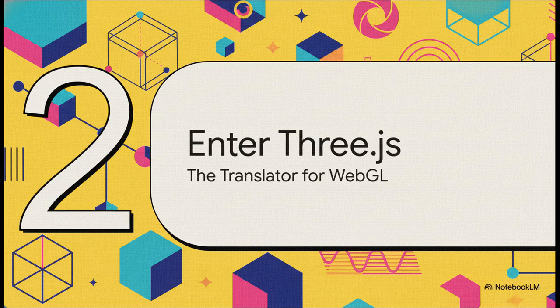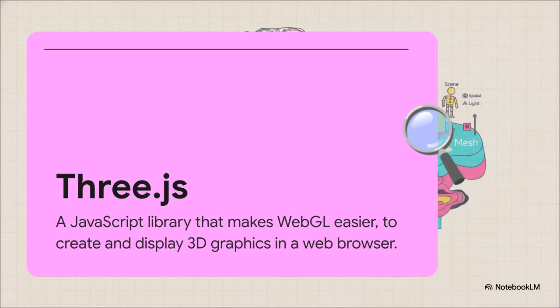And this is where our hero enters the story. A brilliant piece of software that acts as a friendly translator, turning all those ridiculously complex WebGL commands into something a human being can actually understand and use. That hero, of course, is Three.js. It's a JavaScript library that basically hides all that nasty, low-level complexity. So instead of wrestling with raw WebGL, developers get to work with concepts that make sense, like scenes, cameras, and lights. It really does make the impossible possible.